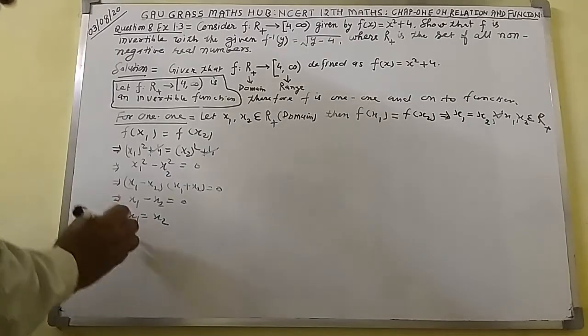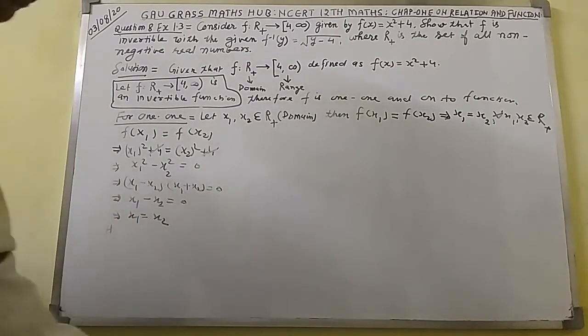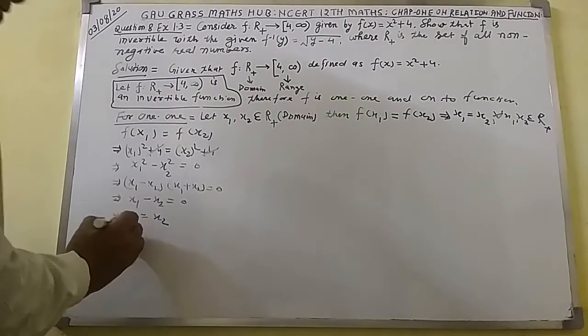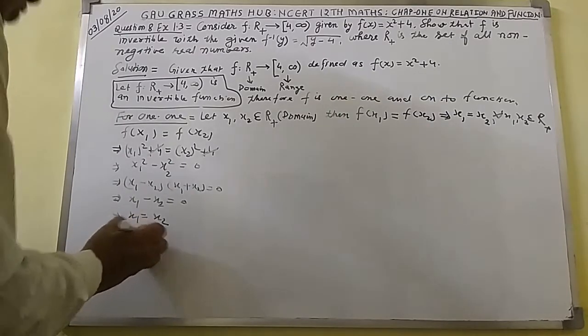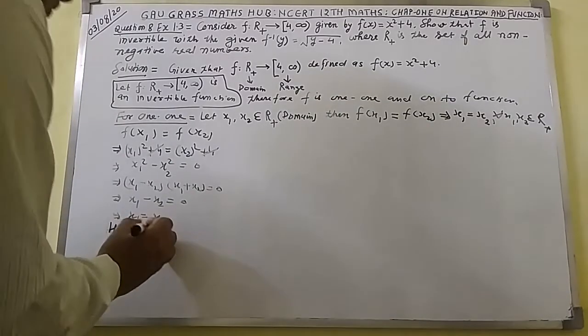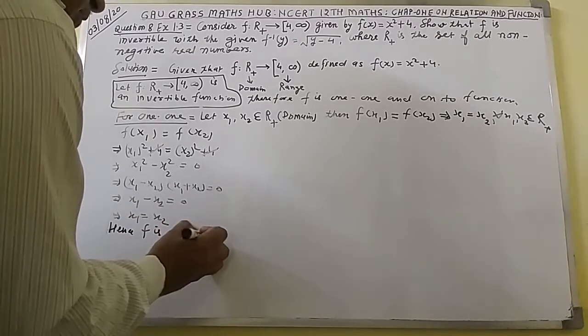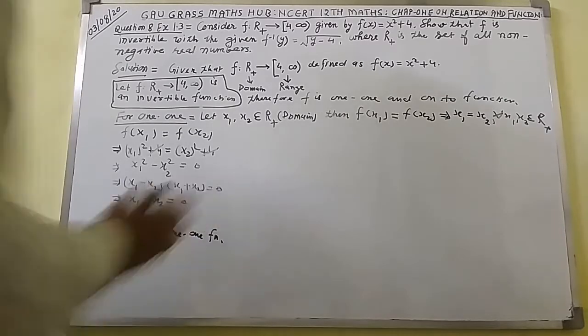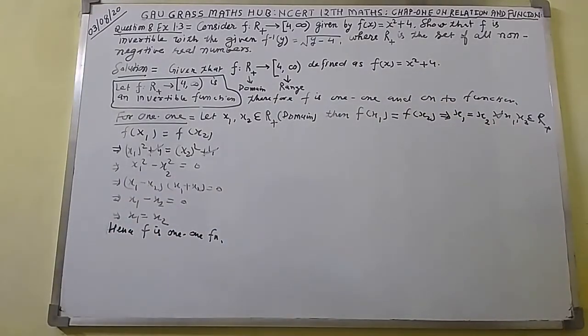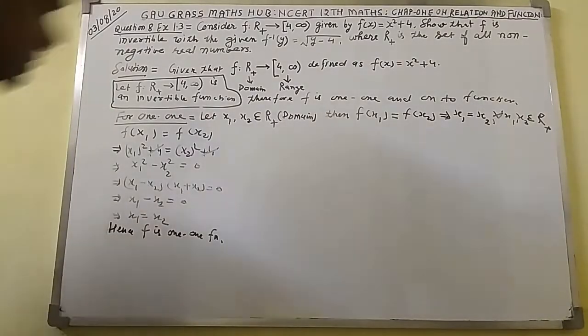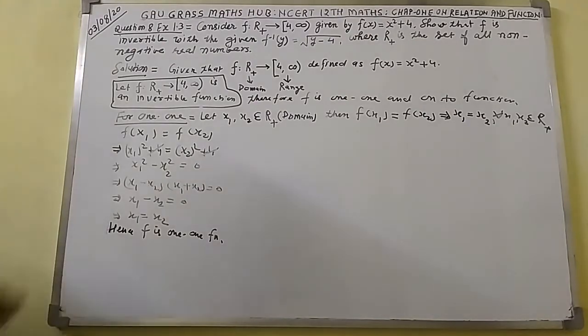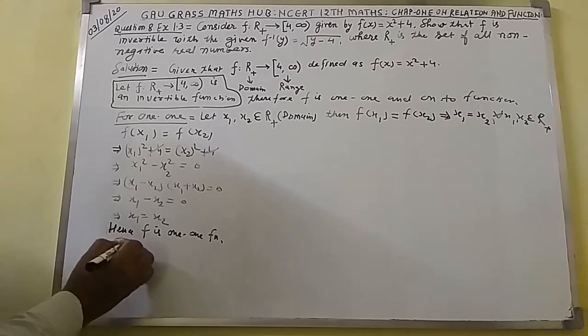So here you will write: hence f is a one-one function. Here I have determined that f is a one-one function. Now what to do next? Here I have got f is one-one, so for one-one it is over. Now let us come to onto.